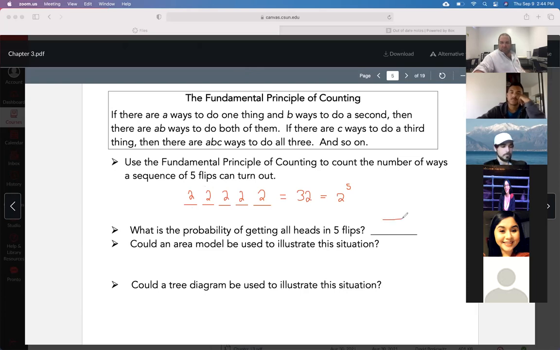And what is the probability of getting all heads in 5 flips? 1 out of 32. Well, only one way to get all 5 heads, and there's 32 total equally likely outcomes. So the answer is 1 out of 32. Now, could an area model be used for this case?